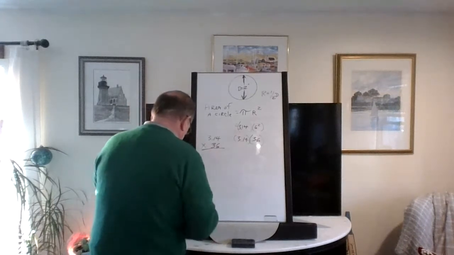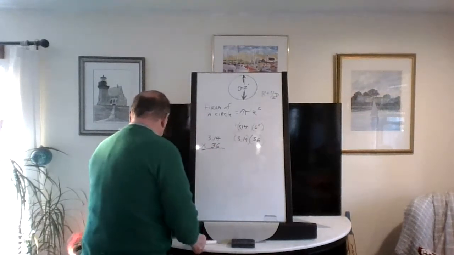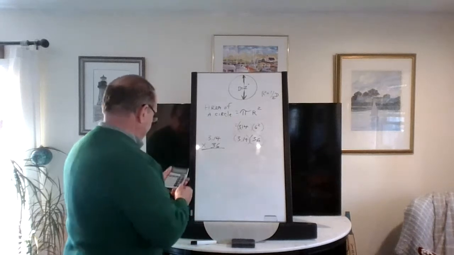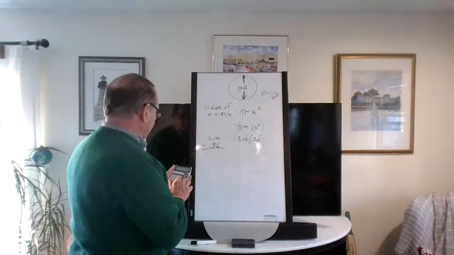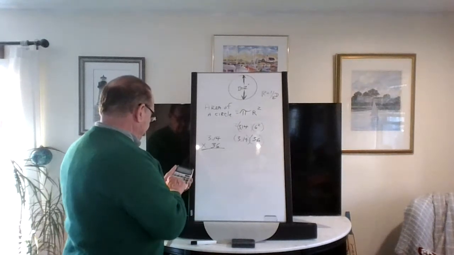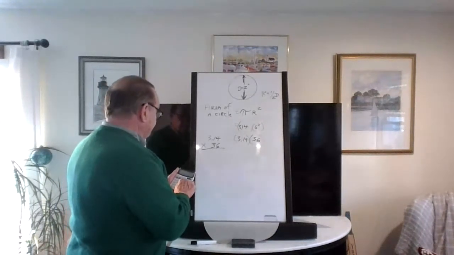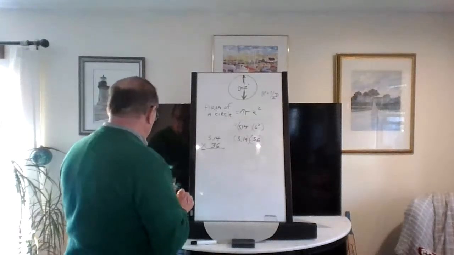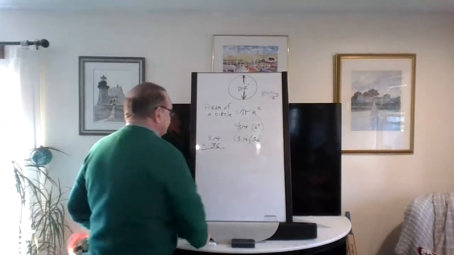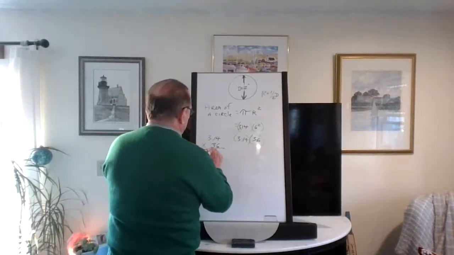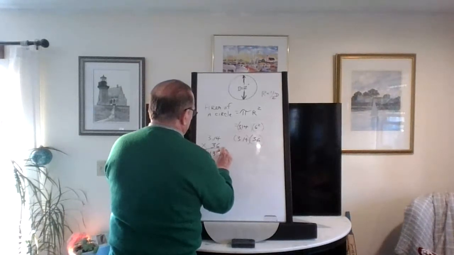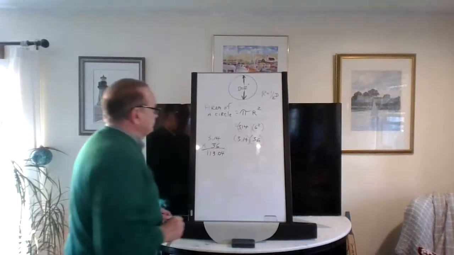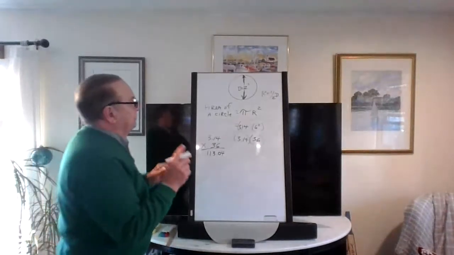You know what? Just to save time, I've got a calculator here. So we've got 3.14 times 36 equals 113.04. Okay, square inches.